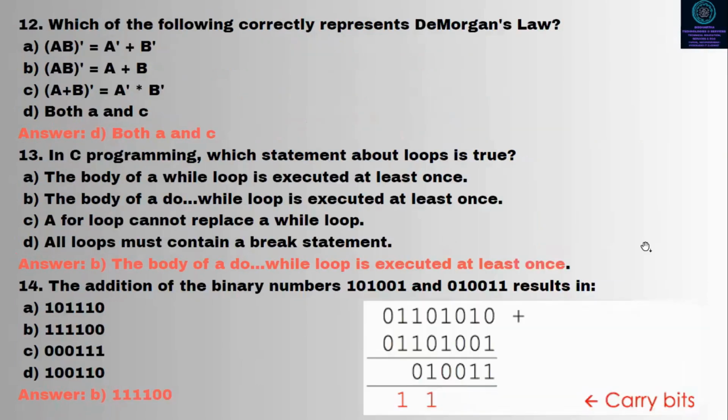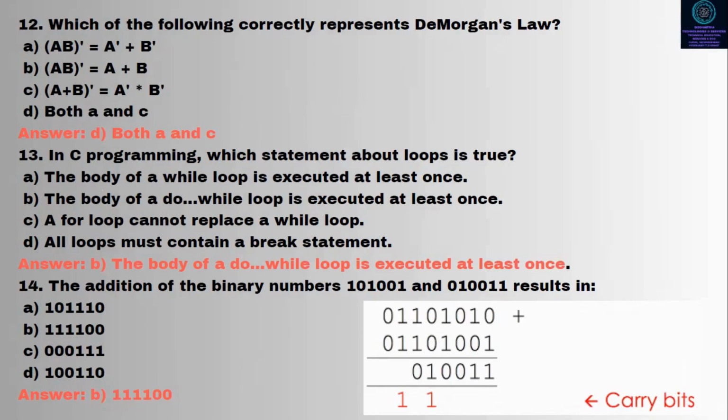Okay. Next is question number 12. Which of the following correctly represents De Morgan's law? Both A and B, that is the first one. A and C, that is the first one. (A·B)' is equal to A' plus B', whereas C is (A+B)' equal to A' multiplied by B'. It's exactly the reverse of this. So you have to be very careful when the question is given like this. You have to be very, very careful, as which of them or both of them can be correct also.